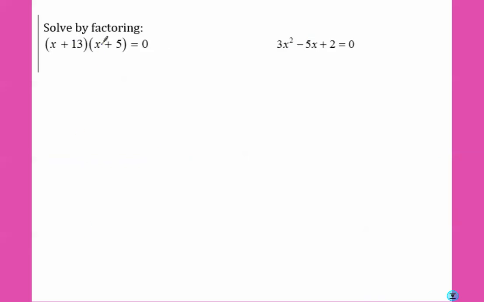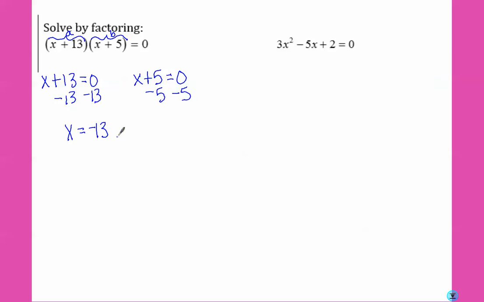Here we have two parentheses being multiplied equal to 0. Think of this as the a from that definition, and this is the b from that definition. So either x plus 13 equals 0, or x plus 5 equals 0. Well, let's solve these and see what x could be. Subtract the 13. X could equal negative 13, or if we subtract the 5, x could equal negative 5.